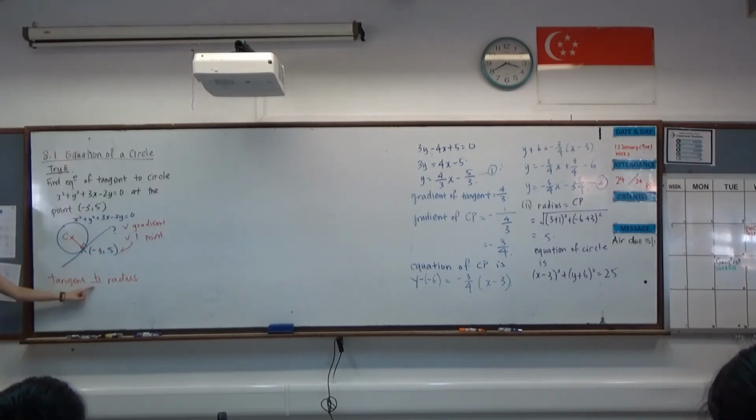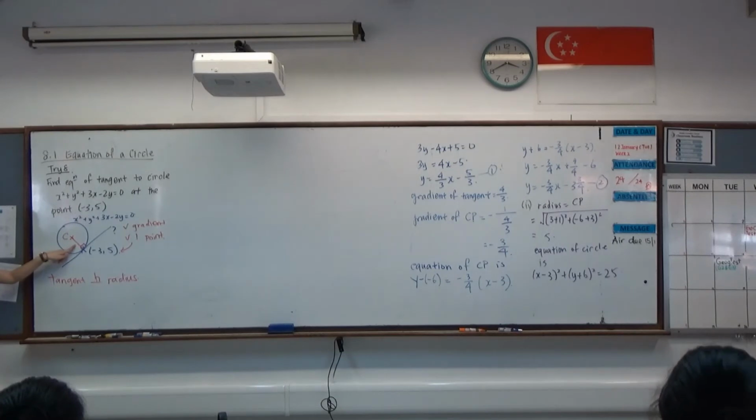But to use the perpendicular concept and go towards the gradient, I must know what is the gradient of the radius. Can I find the gradient of this? At this point, maybe not, but I can do so so long as I have the coordinates of the center. If I have the coordinates of the center, I can know this gradient, then I can solve the question. So the biggest key to solving this question is, what are the coordinates of the center?